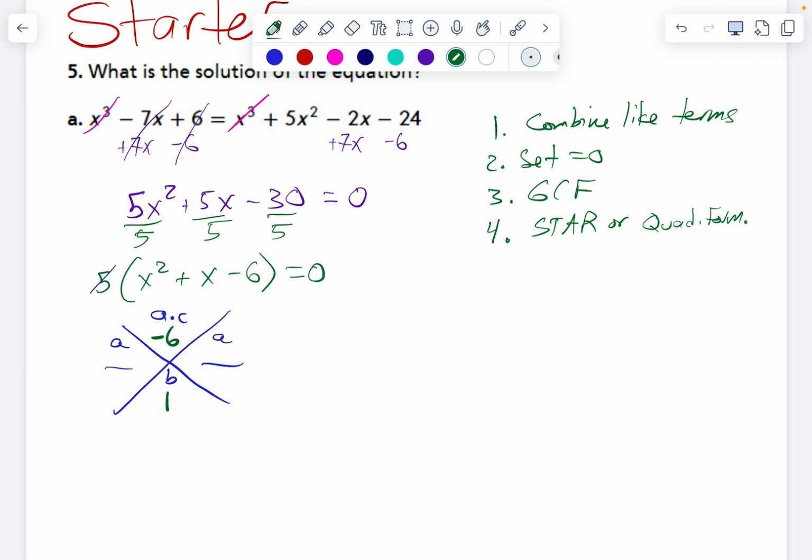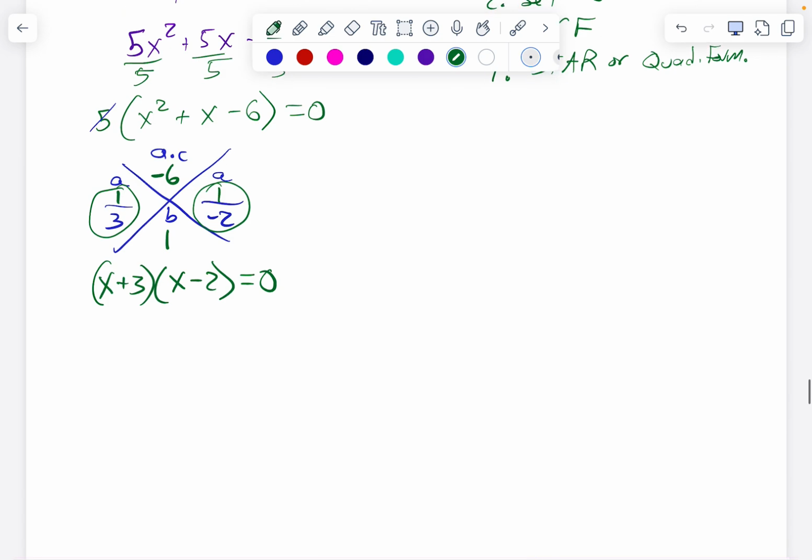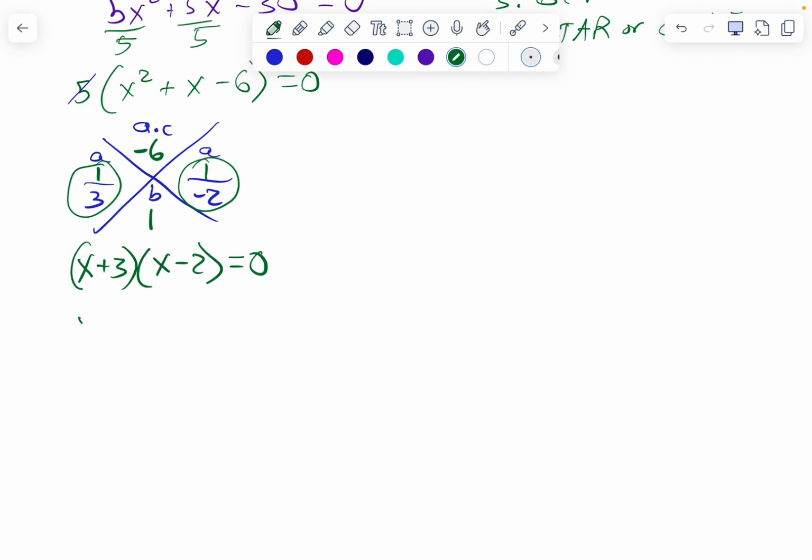Okay, B is 1, and A is 1 also. Are there factors of negative 6 that add up to positive 1? Yeah, so 3 and negative 2. Okay, now we reduce, which is already done because A is 1. And top number goes with X. Other number we just write with its sign. Top number with X, number with its sign. And now we just set each factor equal to 0. By now we're really good at this. And we get negative 3 and positive 2.